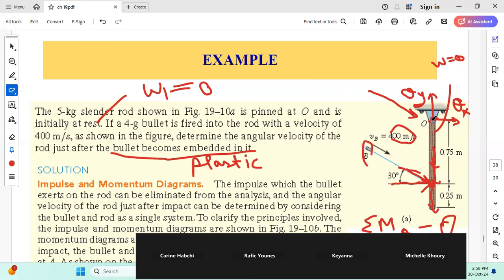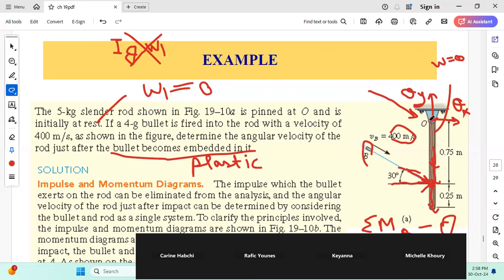The rod is rotating about O. The formula for angular momentum about O is I_O omega rod at state 1. But the rod is not rotating. It's initially at rest, so the angular momentum of the rod initially is 0. Now, what about the bullet? The bullet was in translation. So we can say that the angular momentum of the bullet about O is the moment of its linear momentum about O. We have two methods here.